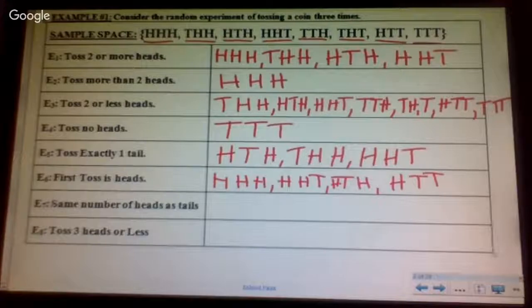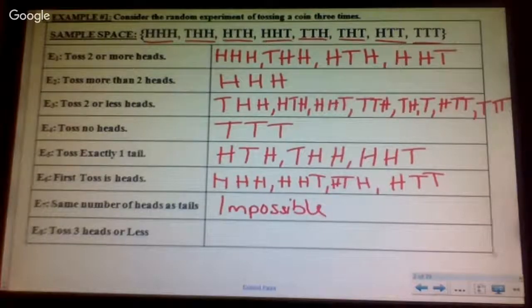What about the same number of heads as tails? This is an impossible event. It can't happen. Why? Because you're tossing an odd number. So there is no way to have 2 heads and 2 tails, or just 1 head, 1 tail. You can never have the same number of each if you toss odd.